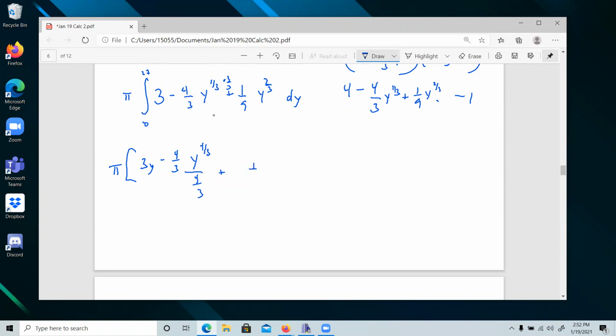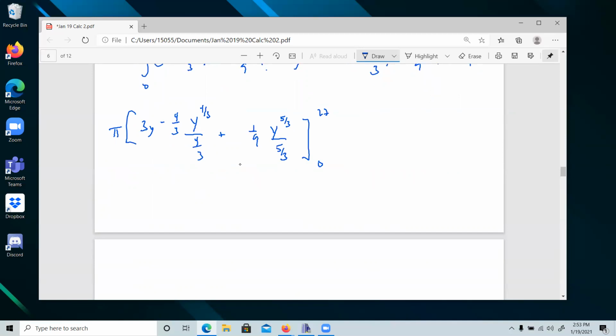Plus 1/9. We're going to add 1, right? That's what we do for integration, is we add 1. So 2/3 plus 3/3, that's going to be y to the 5/3. I think that counts for everybody. We're going from 0 to 27.